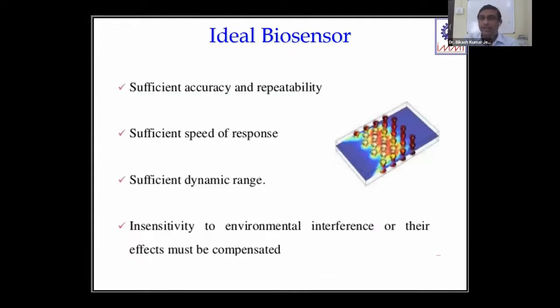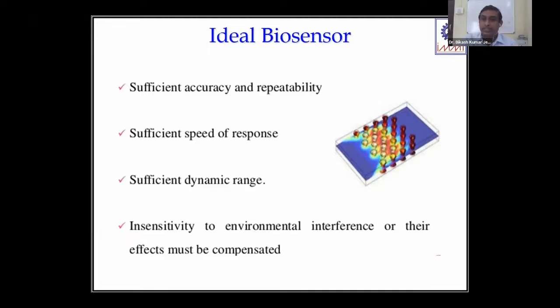Actually, what is an ideal biosensor? Why is there an improvement? Because so far no ideal biosensor exists. To meet the criteria of an ideal biosensor, a lot of improvement is going on. For example, sufficient accuracy and repeatability. You have to detect, say, a 1 nanomolar concentration accurately. That should be sufficiently accurate. And also repeatable: every time you can sense that 1 nanomolar.